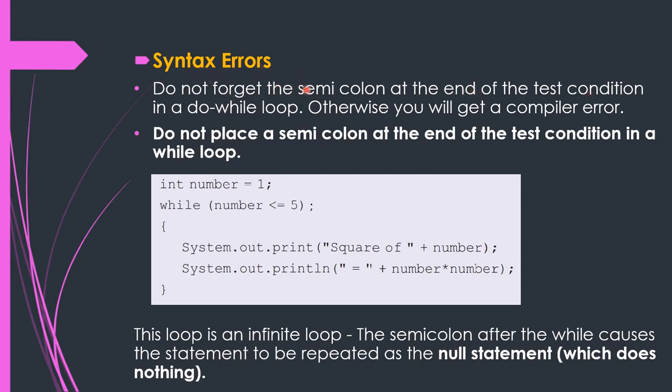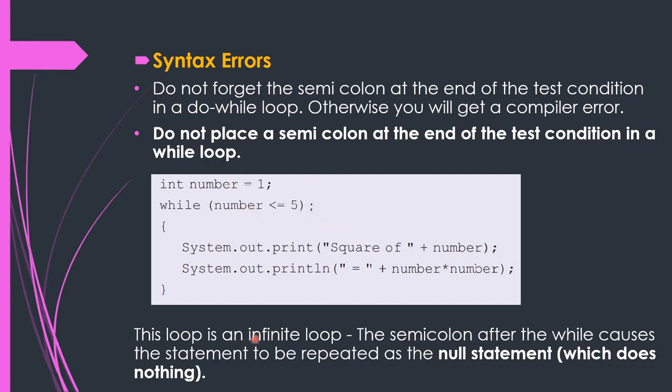Do not forget the semicolon at the end of the test condition in a do while loop. So when you are writing the code of a do while loop, you should not forget the semicolon at the end of the test condition. Whereas in a while loop, you do not put the semicolon after the while test condition, because this will give an error. If you place the semicolon after the test condition of the while statement, then it will be an error.